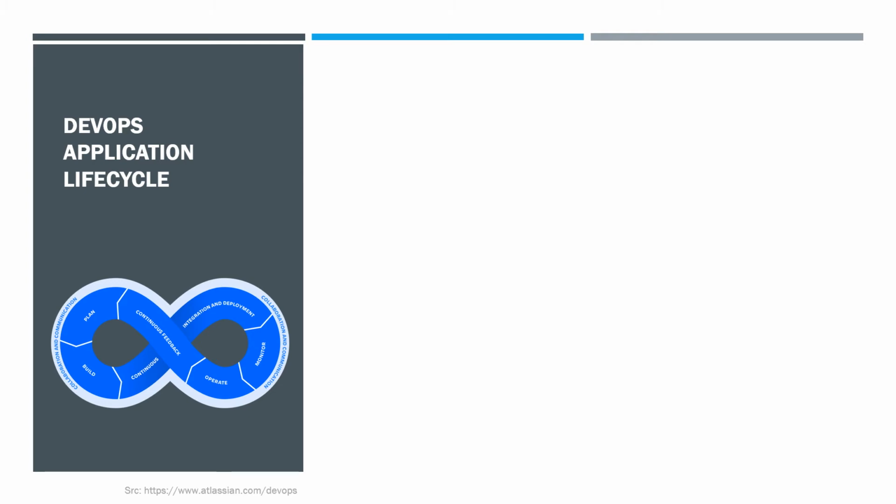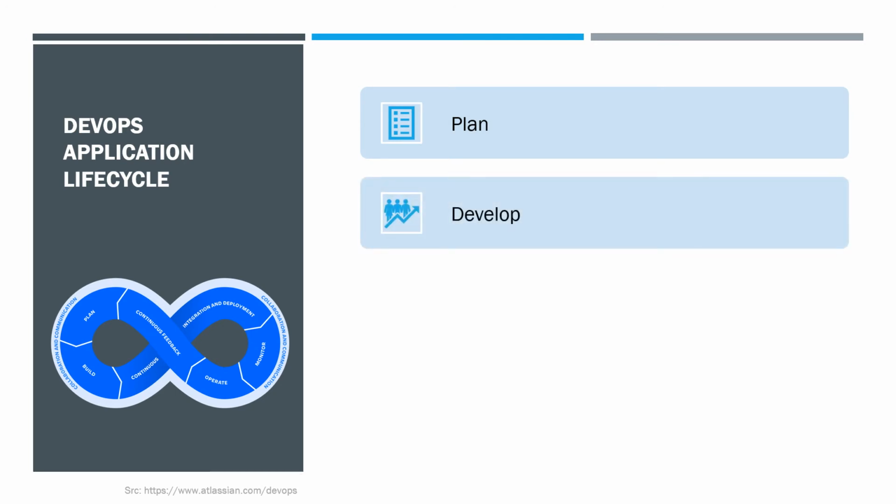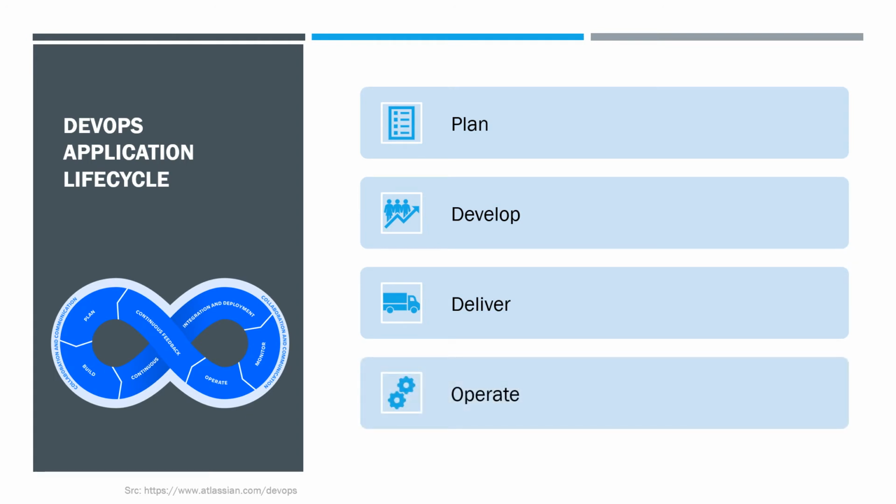This includes its plan, develop, deliver, and operate phases. Each phase relies on the other, and each are not role specific. Both roles should be involved in all of the phases to some extent of the project.